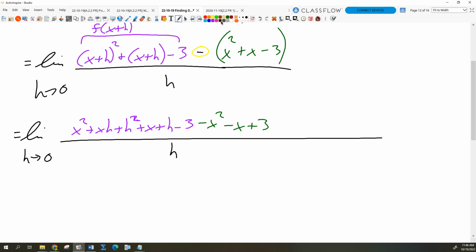Do I get any good horizontal cancellation here? The x squareds go away. Good. What else? The 3's go away, don't they? Anything else? Yeah, the x's. In fact, every term that doesn't have a factor of h in it is going to go away.